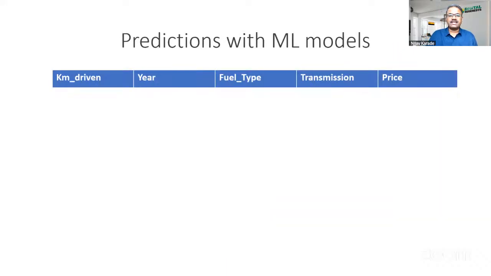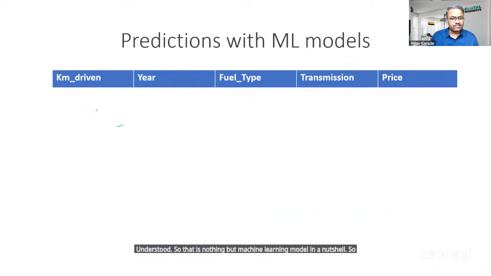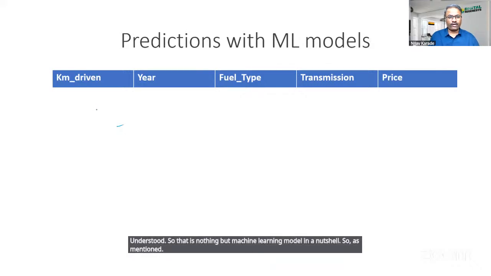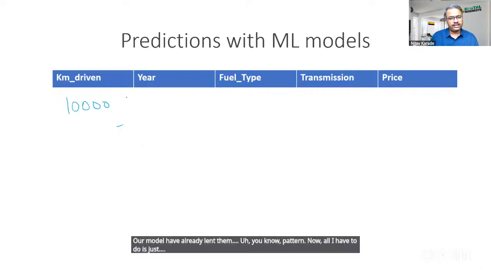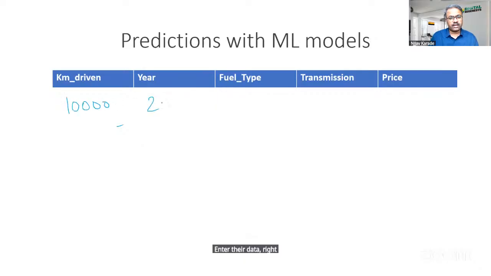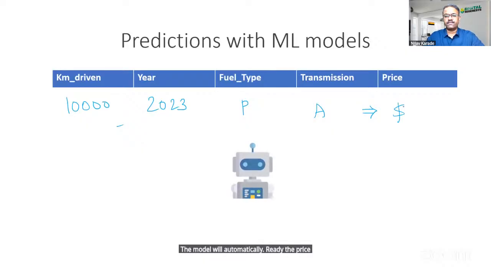So that is nothing but a machine learning model in a nutshell. As mentioned, our model has already learned the pattern. Now all I have to do is just enter the data, right? And then once I have entered the data, the model will automatically predict the price.